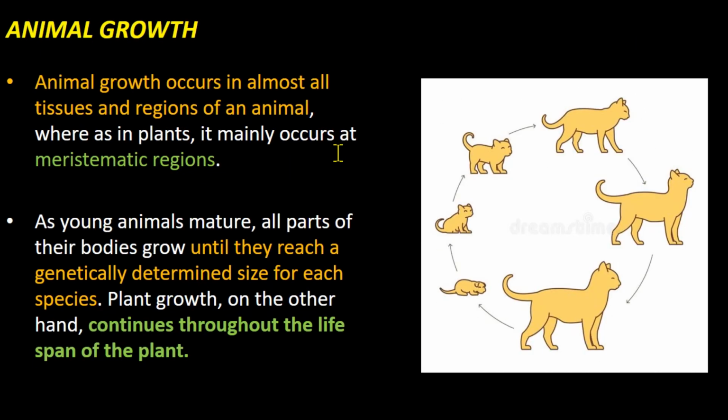In terms of animal growth, it occurs in almost all the tissues and regions of an animal, whereas in plants it mainly occurs in meristematic regions. This will be, for example, the tips of roots and shoots. As young animals mature, all parts of their body grow until they reach a genetically determined size for each species. The amount of tissue or the number of cells in the animal will plateau at a certain age. Plant growth, on the other hand, continues throughout the lifespan of the plant. It never stops growing.